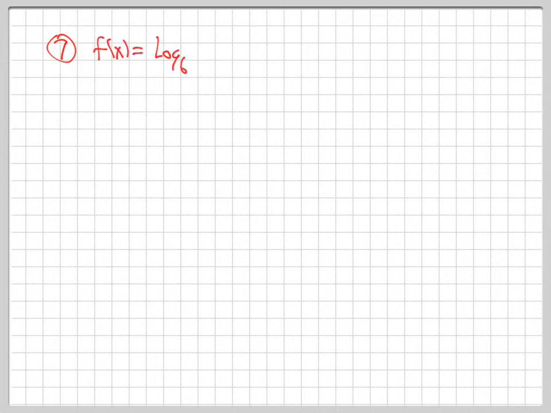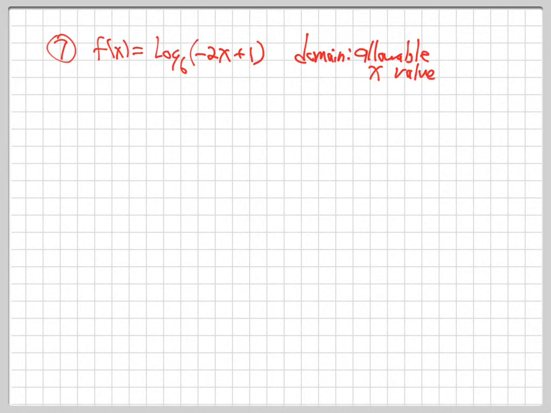And then the last one, number 7, the last part here, they're giving us f of x is log base 6 of minus 2x plus 1. Okay, and they're asking us for the domain, which again, domain is allowable x values. So now, so far we have 3 things, right?